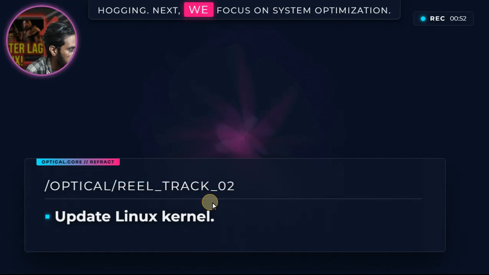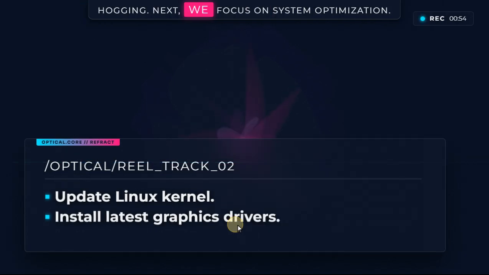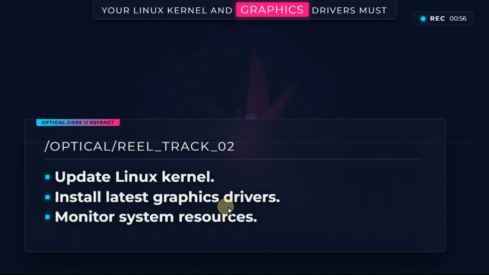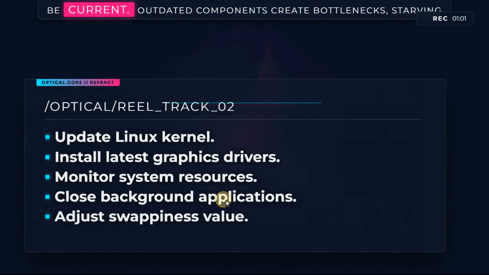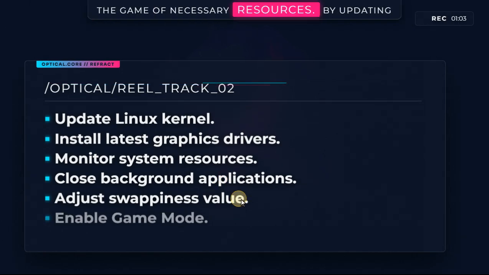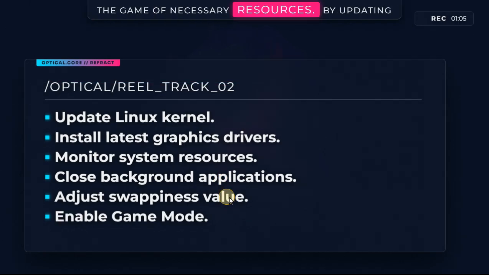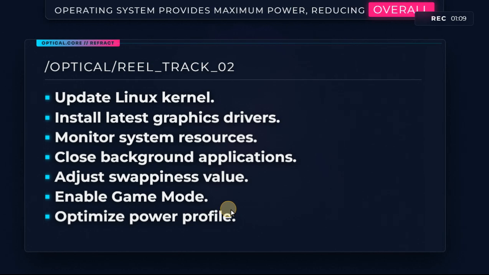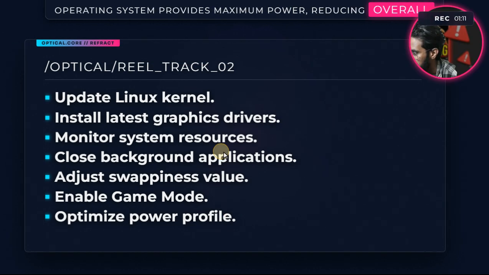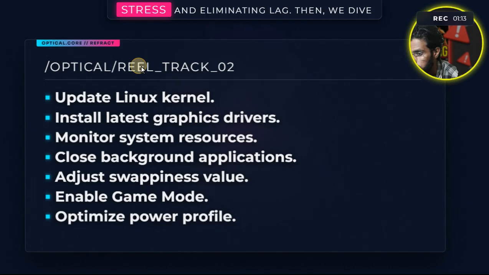Next, we focus on system optimization. Your Linux kernel and graphics drivers must be current. Outdated components create bottlenecks, starving the game of necessary resources. By updating and tuning system-level parameters, we ensure the operating system provides maximum power, reducing overall stress and eliminating lag.